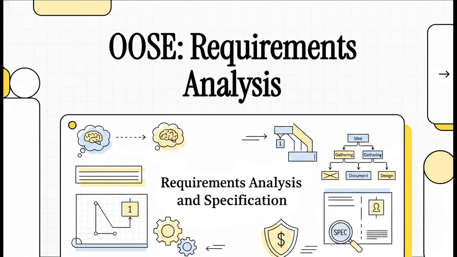Today we're diving straight into the absolute foundational blueprint of all successful software engineering. We're talking about requirements analysis and specification. You know, if you've ever wondered how a super vague idea from a client somehow transforms into a highly structured, multi-million-dollar software system, well, this is exactly where the magic happens.